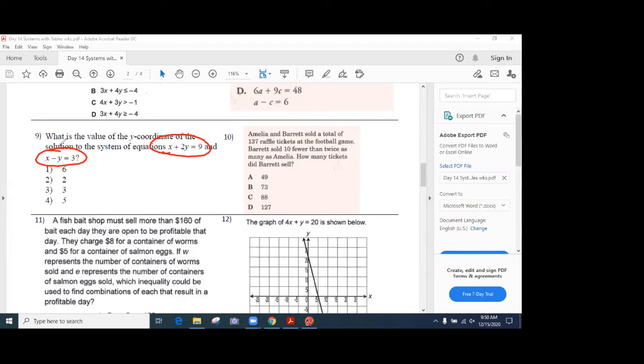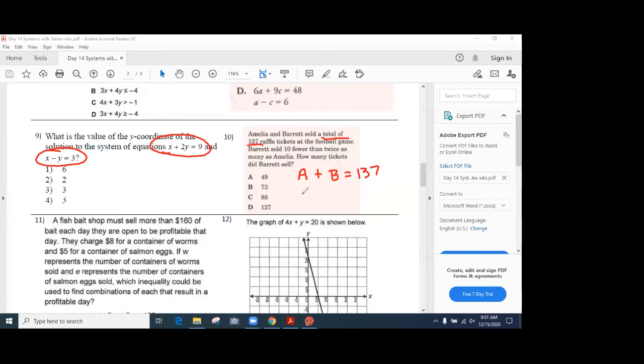I do want you to see how you can write it though, because some of y'all might be able to do this. So first off, I do see one total. It says a total of 137 raffle tickets. And who sold them? Amelia and Barrett. So this is a really simple equation: Amelia plus Barrett equals 137. It's actually this next equation that gets a lot tougher, okay?